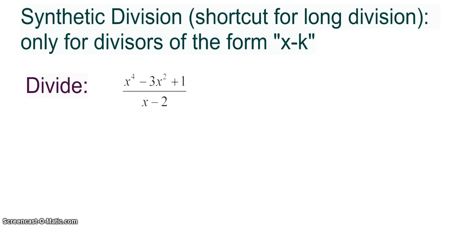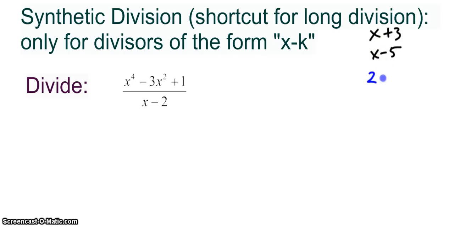Well, we can use synthetic division of polynomials when the divisor is of the form x minus k. So what does that mean? Well, that means just x plus or minus a number. But the coefficient on x has to be 1, and the degree has to be 1 as well. So, x plus 3, x minus 5, both of those are good.